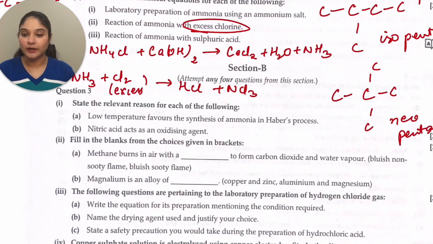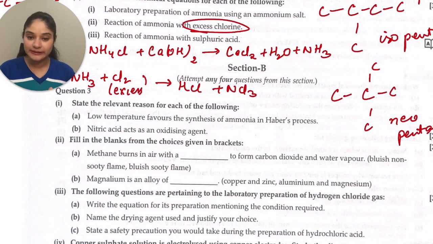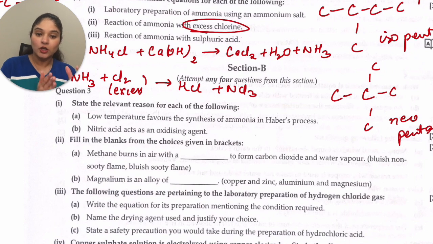Let's move to the second part. Fill in the blanks from the choices given in brackets. Methane burns in air with a dash to form carbon dioxide and water vapor. So methane is an alkane. Alkanes are very good fuels. They always burn with a bluish non-sooty flame.